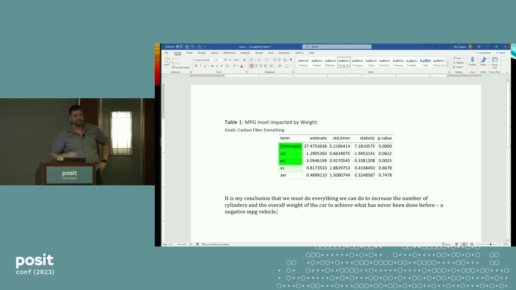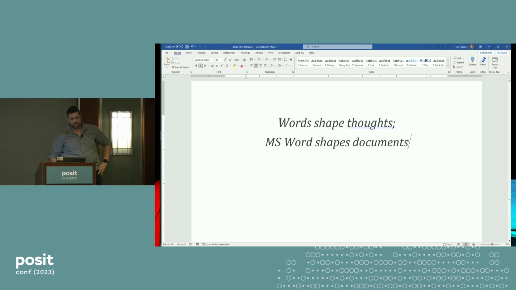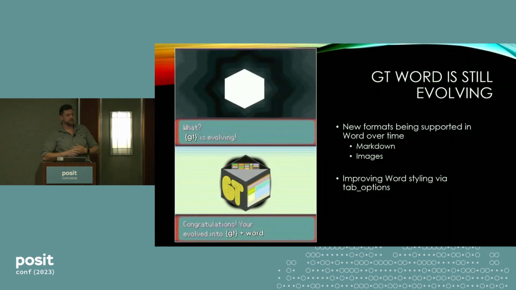And give that to their senior leaders to make a decision as to whether that's what they want to go with. So Word shapes thoughts, MS Word shapes documents. Everyone uses it. So GT and the efforts around Word are still evolving. It's only been out for a year. We're still trying to build out a lot of features. It's not my full-time job.